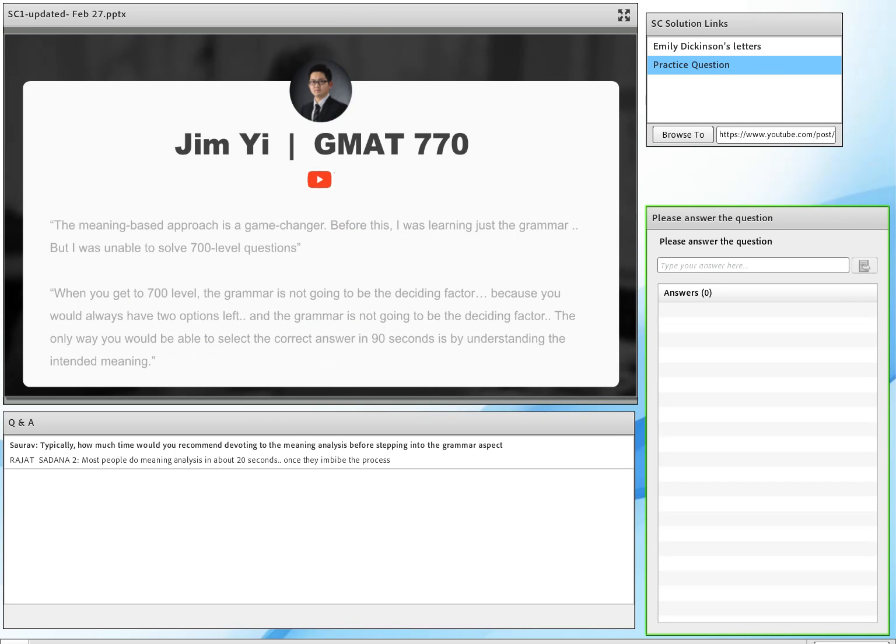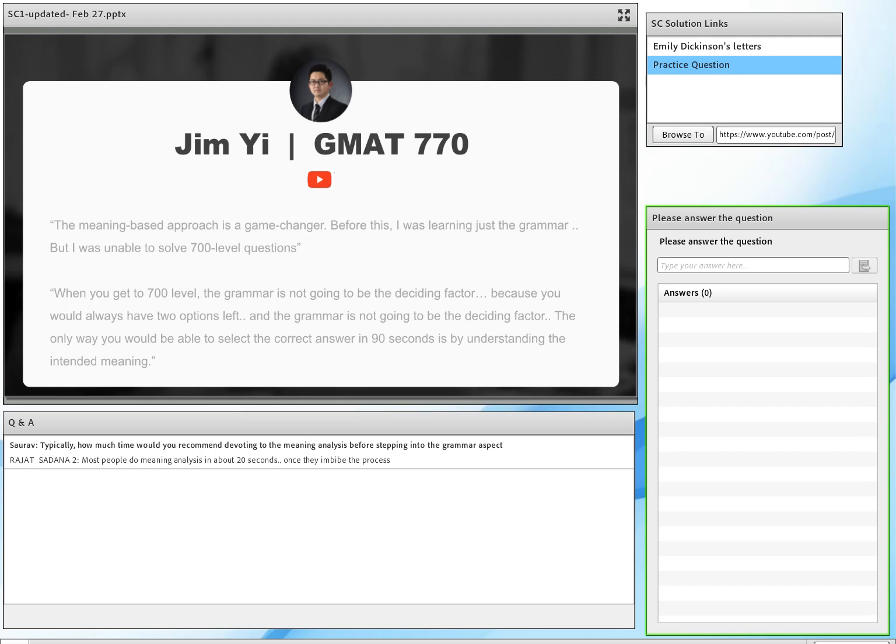There's another guy who got into GSB Chicago as well as Columbia. He said the meaning-based approach is a game changer. This guy is a native speaker of the language. He was educated in Canada. He's been working in the US for the last decade or so. And according to him, when you get to those 700 level questions, grammar is not going to be a deciding factor because you'd always have 2 options left.